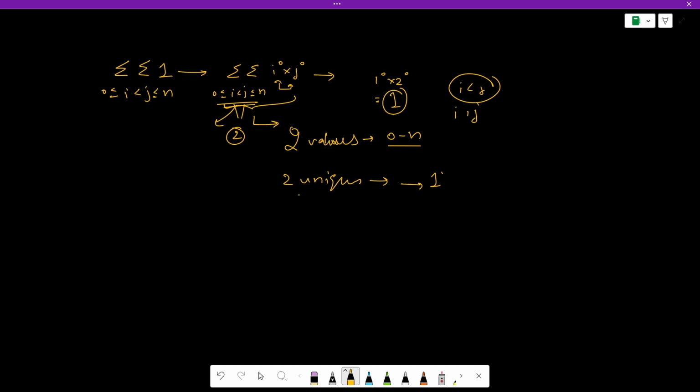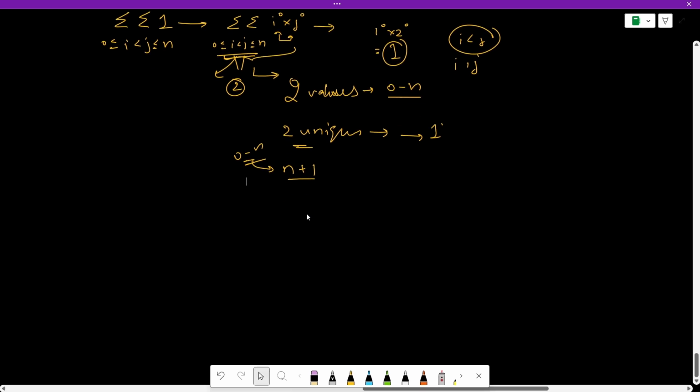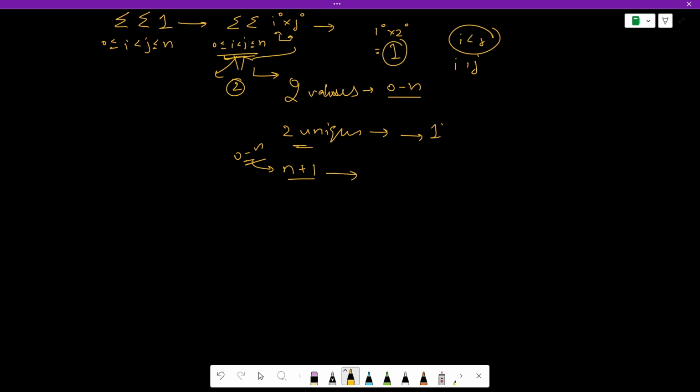So how can we choose two unique values from n plus 1 values, as we have the numbers 0 to n, so it is n plus 1 numbers. The way to choose two values from n plus 1 numbers is n plus 1 C 2, right? After choosing each pair of numbers, we can assign the smaller one to i and the larger one to j. This is the way to solve these types of questions, right?